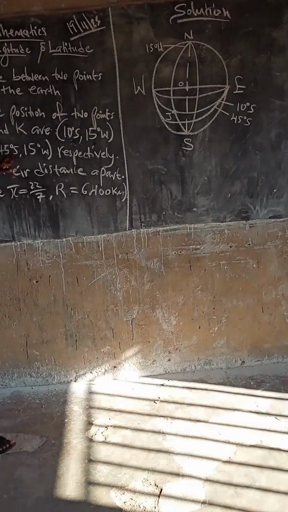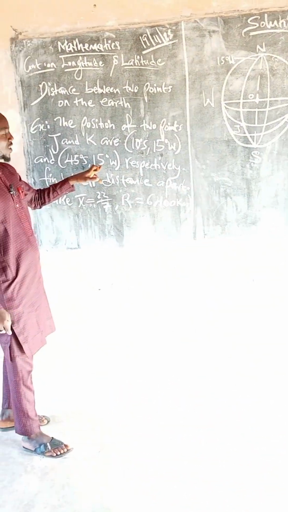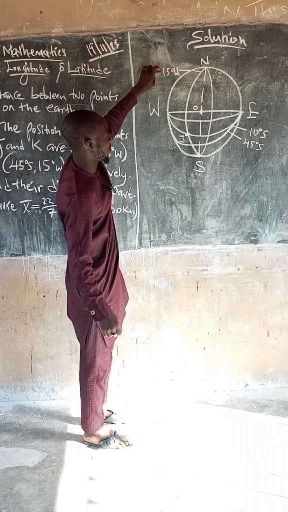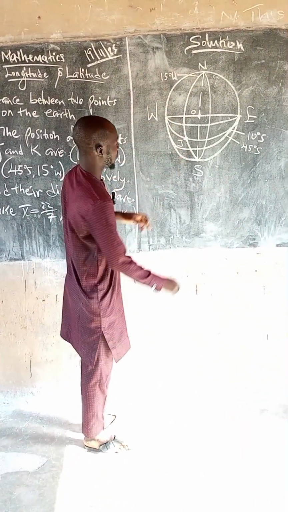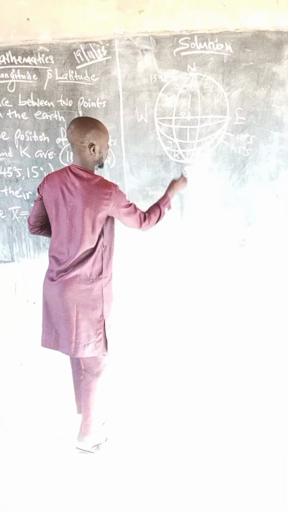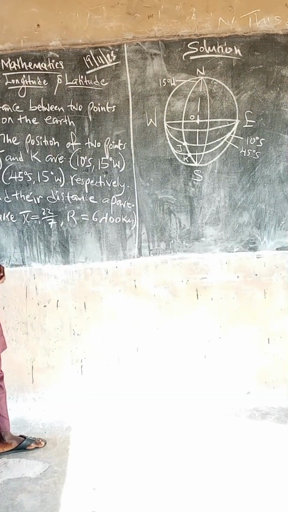Now, after we have gotten this, you realize that the longitude is still lying on the same degree, which is 15 degrees. And we already have this as our 15 degrees. So where does the point meet? This is where the point meets. So we call here our K.